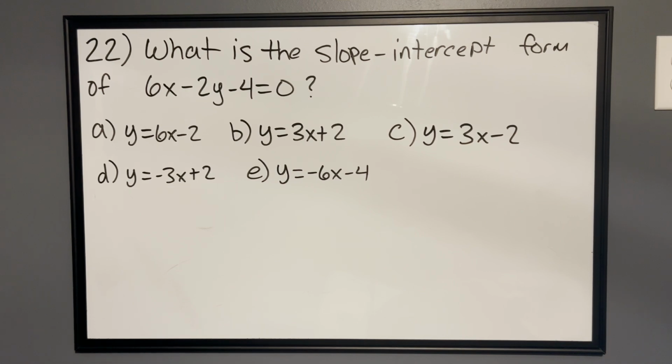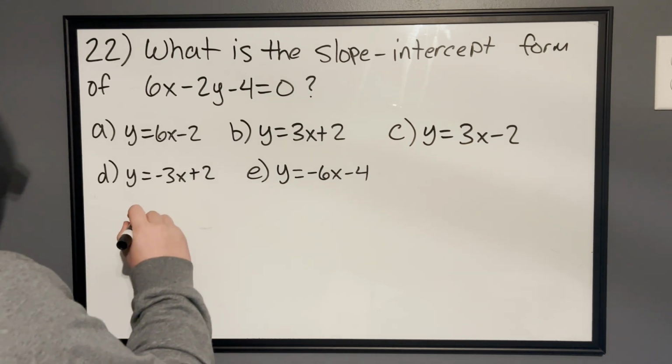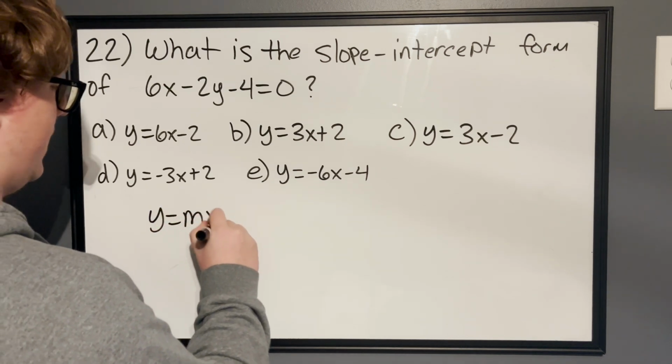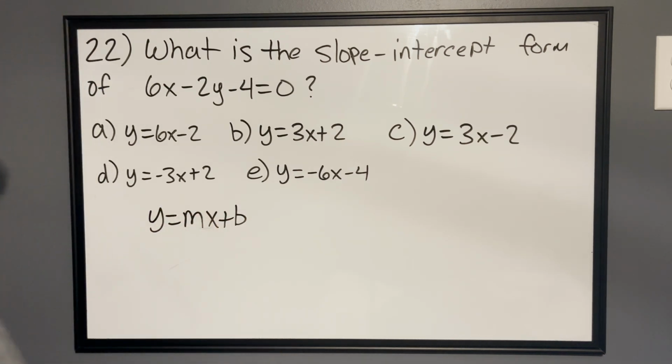Okay, so here we have question number 22. It says, what is the slope-intercept form of 6x minus 2y minus 4 equals 0? So remember, slope-intercept form is y equals mx plus b. So m is the slope, b is the y-intercept. That doesn't really matter. We just want to get it into this form. So essentially, we're solving for y here.